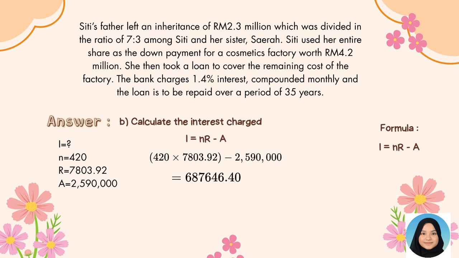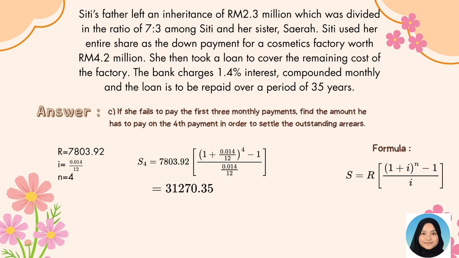Next, we go to answer B. Calculate the interest charge. For this part, we calculate the total amount of interest Siti will pay throughout the 35-year loan period. The formula, which means the total number of months 420 multiplied by the monthly payment 7,803.92, minus the original loan amount RM2.59 million. After calculating, the total interest is 687,646.40.